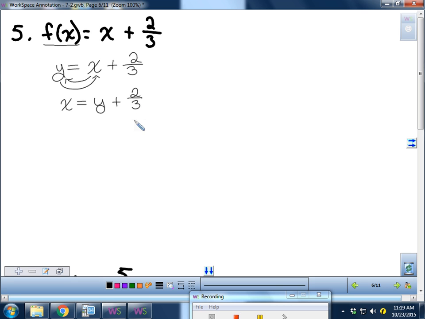Before you freak out about the fraction, it's really not that bad. I have to solve for the y. I am adding 2/3, so I will subtract 2/3. So that gives me y equals x minus 2/3. Now that y is completely isolated and by itself, I replace it with inverse function notation. F inverse of x equals x minus 2/3.